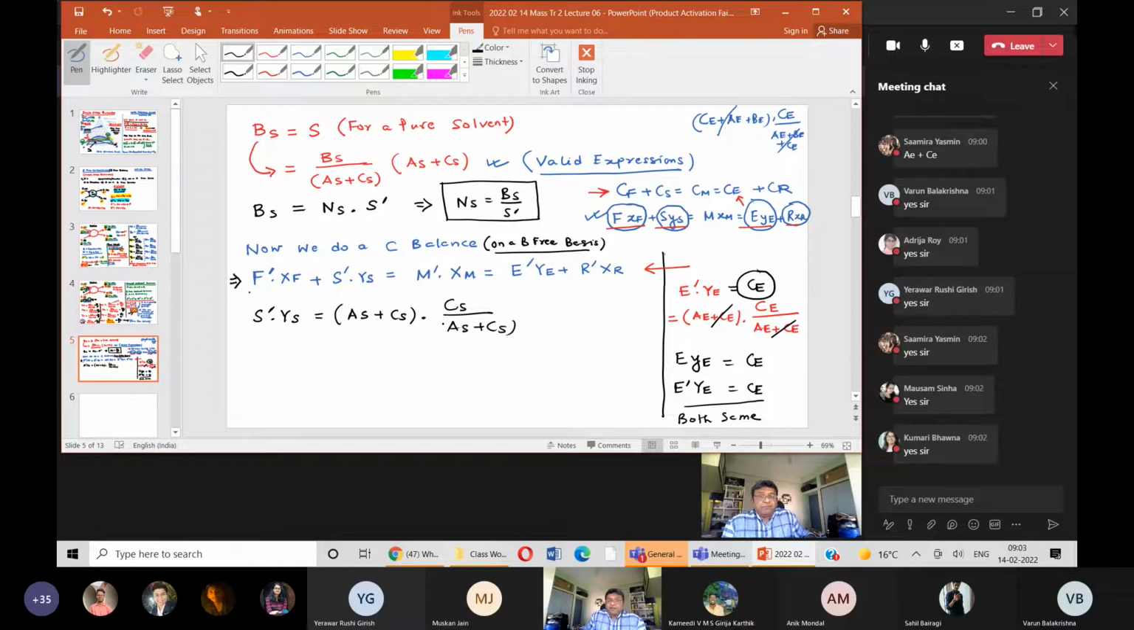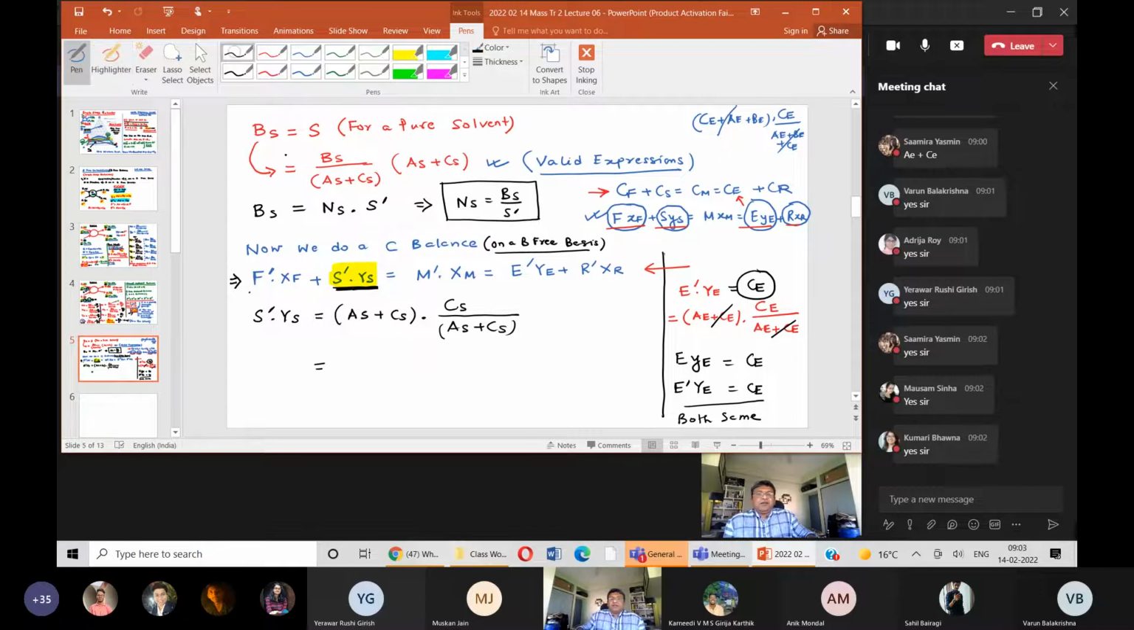This is horrible mathematics actually, but this assumption is taken. And I'm going to justify how we do it, or how they have done it. This is clear to everyone. This particular term is the term which needs your attention. Shomik, Varun, Adrija, Samira, everyone, so this is the term.